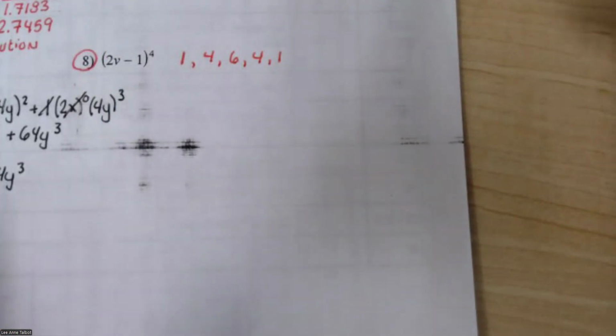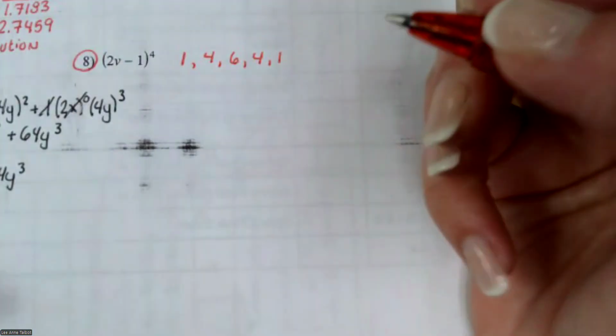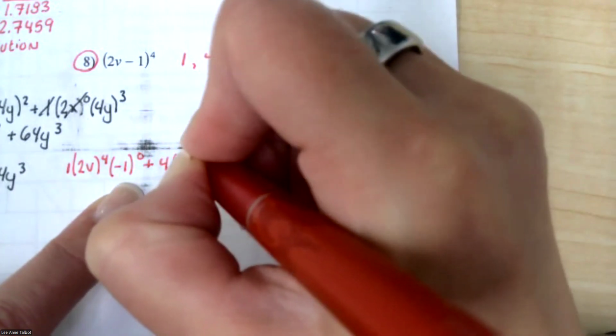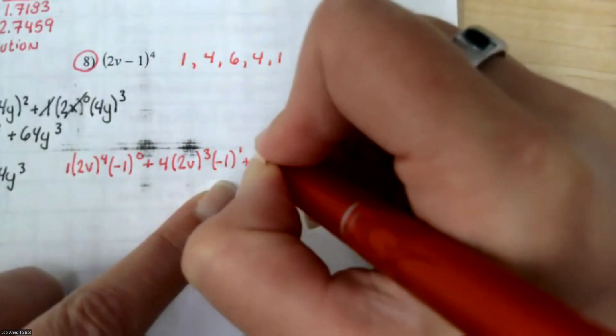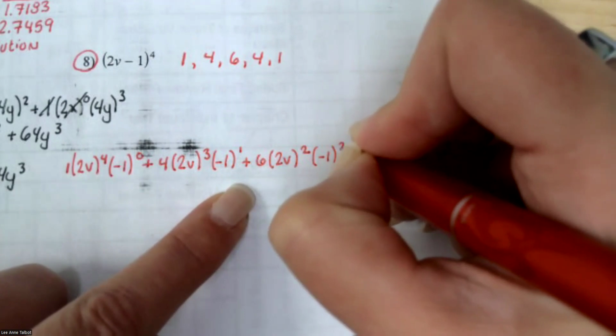Okay. Now let me just check with Jacob. Do I have the 4th row of Pascal's triangle correct? I feel as though I might need to check everything now. Okay, just second guessing myself over here. So I have 1 times 2v to the 4th negative 1 to the 0 plus 4 2v cubed negative 1 to the 1 plus 6 2v squared negative 1 squared.